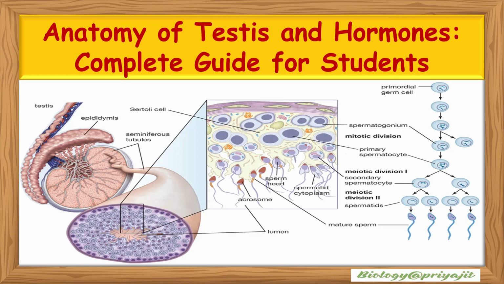Today we will explore the anatomy of the human testis and the hormones it produces. Step by step we will learn about its structure, the seminiferous tubules where sperms are formed, the role of Sertoli and Leydig cells, and how testosterone and the other hormones control male reproduction. By the end, you will understand how this amazing organ supports sperm production, male characteristics, and overall reproductive health.